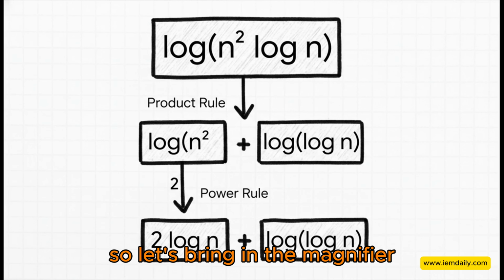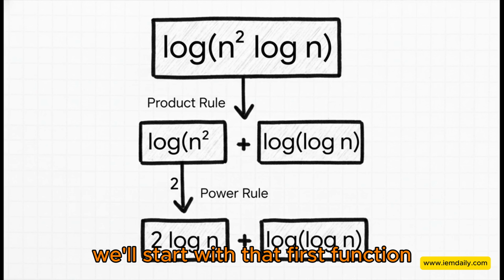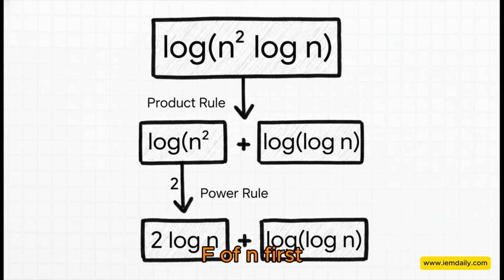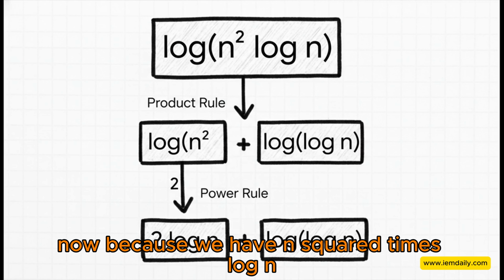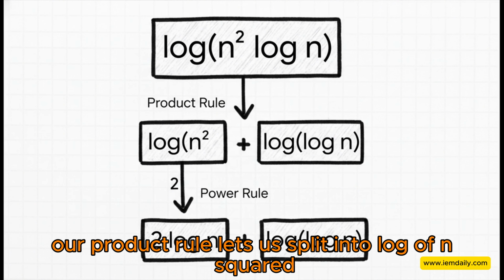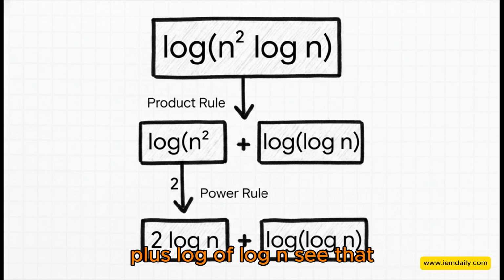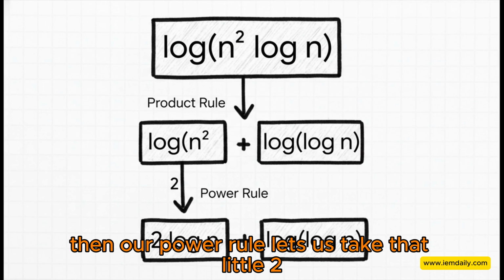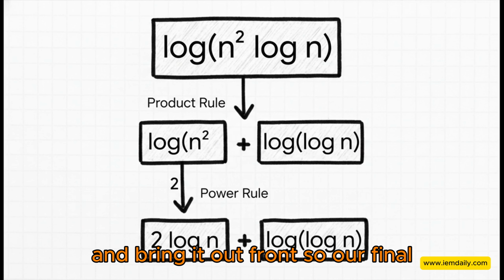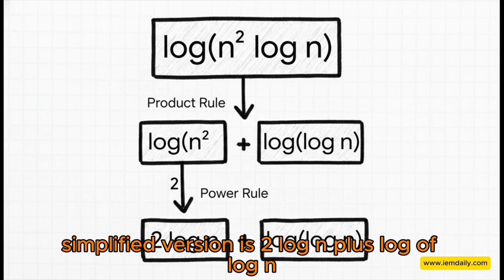So let's bring in the magnifier. We'll start with that first function, f of n. First, we take the log of the whole thing. Now, because we have n squared times log n, our product rule lets us split it into log of n squared plus log of log n. See that? Then our power rule lets us take that little 2 and bring it out front. So our final simplified version is 2 log n plus log of log n.